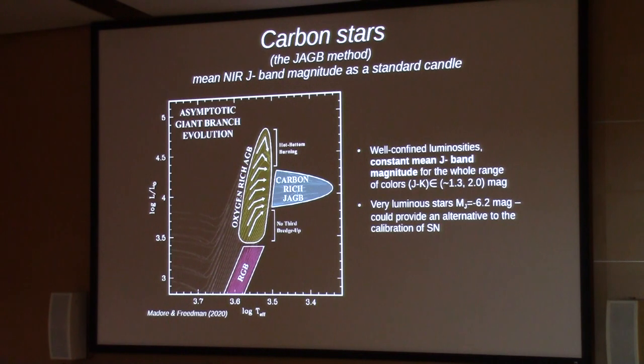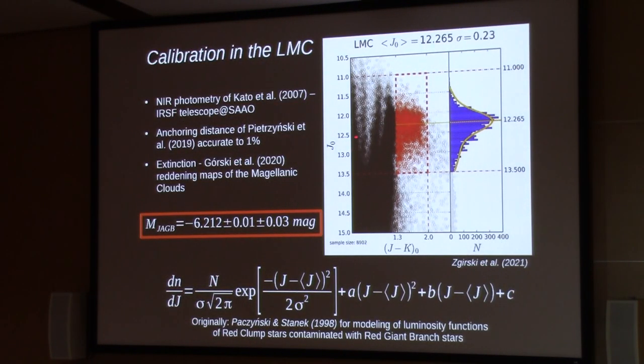And in practice, they are observed in the J, 1.2 micrometer band. And we calibrated this method. You may see the luminosity function of these stars. We model this function in order to get the mean magnitude of these stars. So this is a statistical method, and we also model some contamination by giant dark stars and background galaxies. And these stars are very bright. They are more luminous than the tip of the red giant branch, and they are as bright as a 20-day Cepheid, a Cepheid with a pulsation period of 20 days. So they are considered as an alternative way, actually, to calibrate supernovae.